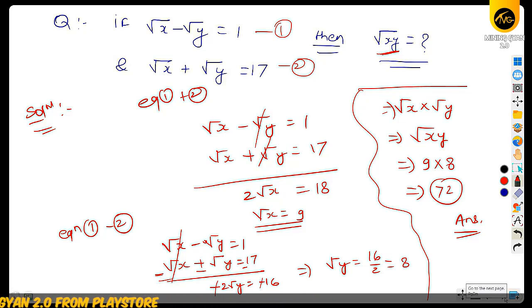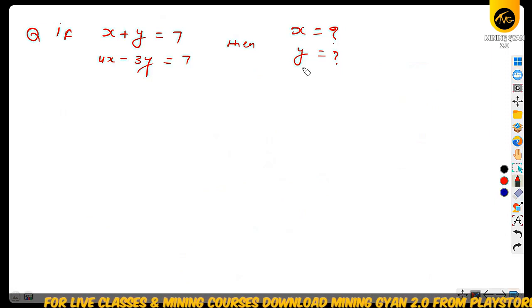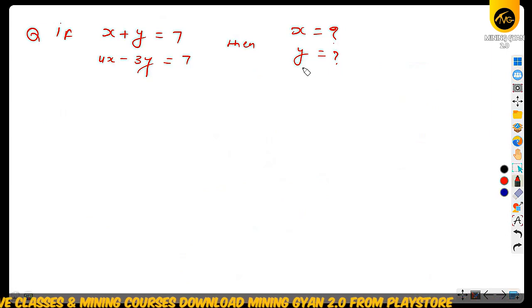Okay, let's move on to another example. If x plus y is equal to 7 and 4x minus 3y is equal to 7, then what is the value of x and y? Okay. Solve the problem. x plus y is equal to 7, 4x minus 3y is equal to 7. What will be the values of x and y? 4 and 7, correct. 4 and 7, 1.